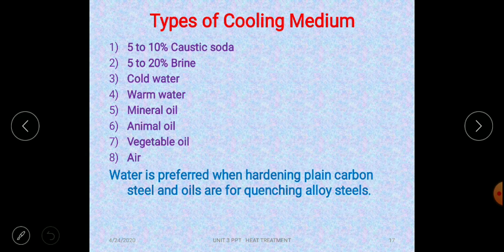Now next one, what are the different cooling medias for performing the heat treatments? First one is 5 to 10% caustic soda or 5 to 20% brine solution, or cold water, warm water, mineral oil, animal oil, vegetable oil or air. So most probably water is preferred for hardening of plain carbon steels, and oil is preferred for alloy steels. So this point can be remembered, which may be important.